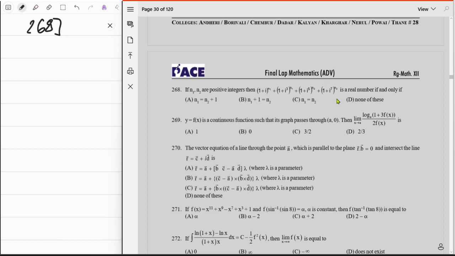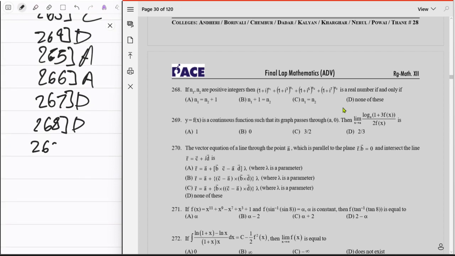Awesome, isn't that just awesome? Because power of n2, right, it will actually get cancelled. This is a real number if and only if none of these, whichever thing you put, if you are saying positive integers, yes it will be a real number in all cases, so D.